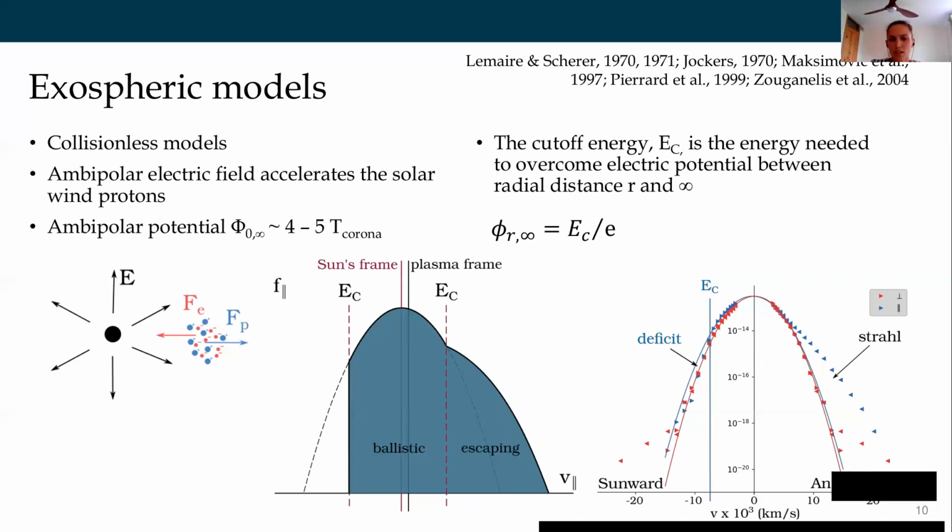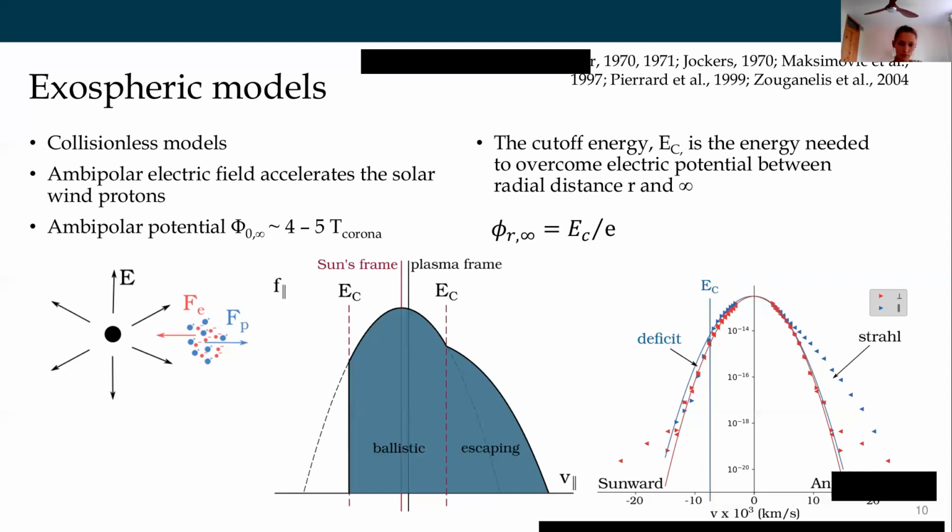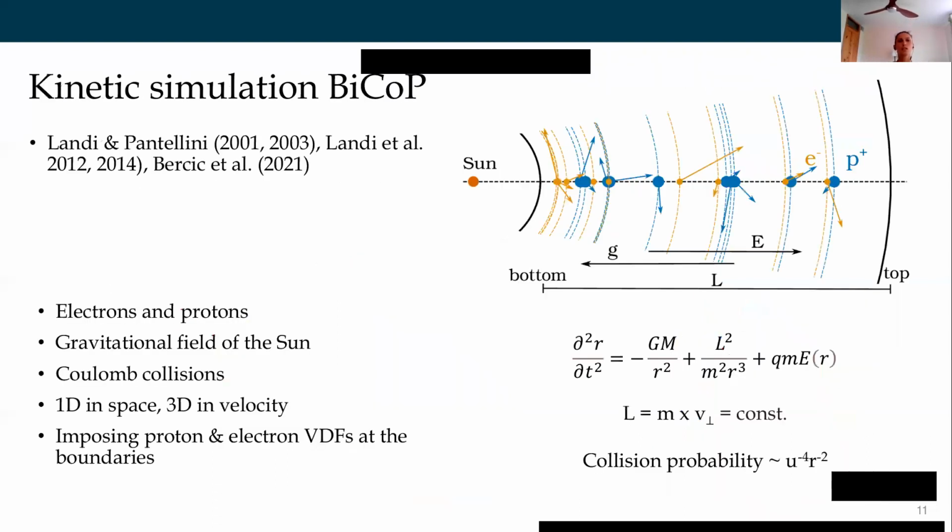So now if we look again at the observed distribution function by Parker Solar Probe, we see that we don't have this abrupt cutoff like what we see in these collisionless models, but we still think that what we see, this deficit, could be the remnant of this cutoff, just maybe smeared a little bit by collisions or some other effects. So this is an idea for the origin of the deficit. And now we tested it with the simulation VCOP, which also includes Coulomb collisions. And we try to see if we see the deficit which corresponds to the electric potential in the solar wind.